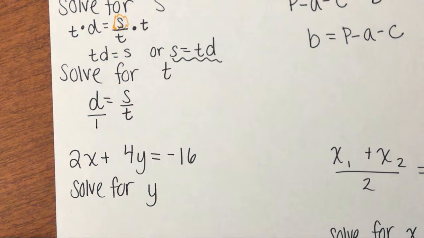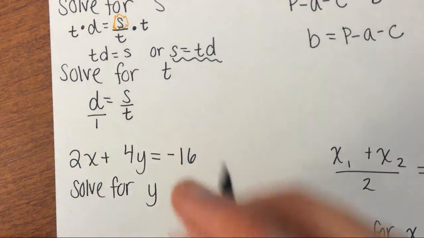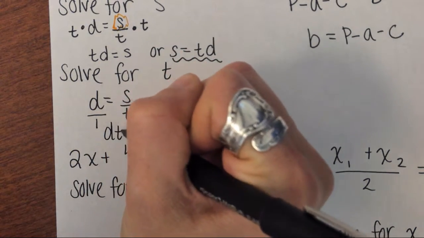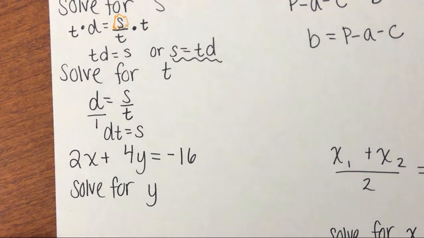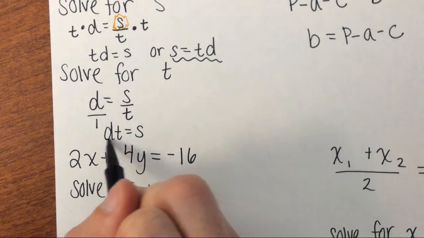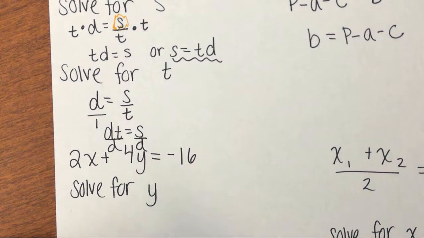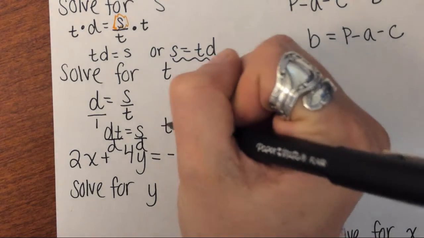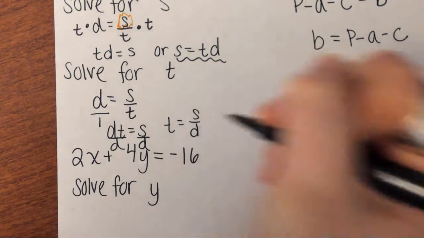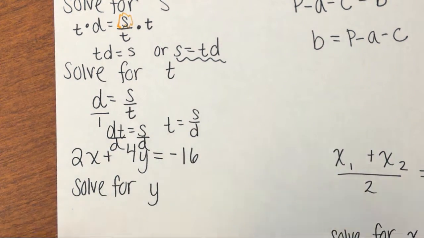You can either set it up with d over 1 and use it as a proportion by cross-multiplying. So d times t, which is dt equals s. And then divide by d on both sides. And that would give us t equals s over d. So that's one way you can use a proportion.